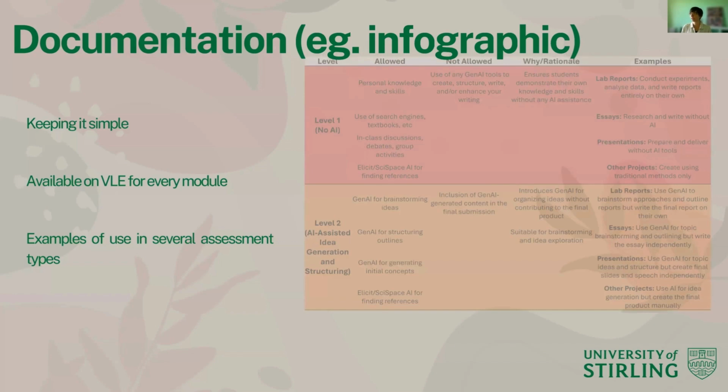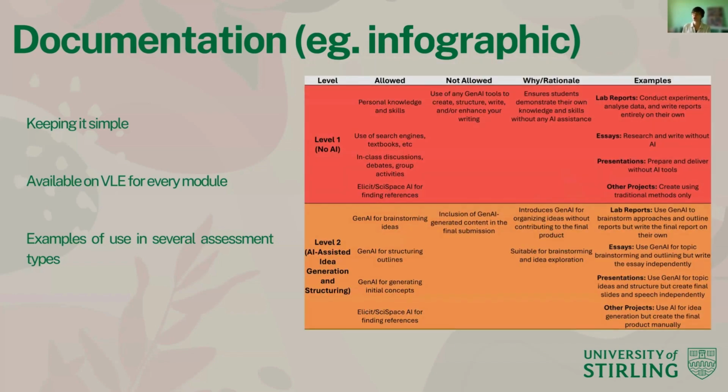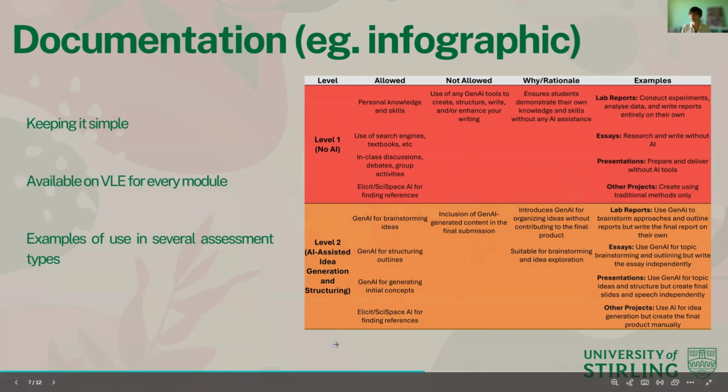So for example, this is part of the larger infographic that I designed. But on the left-hand side, you have your level, what's allowed, what is not allowed, why, and examples of what you can and can't do. So that's just up to level 2, but we had it all the way through to level 5.